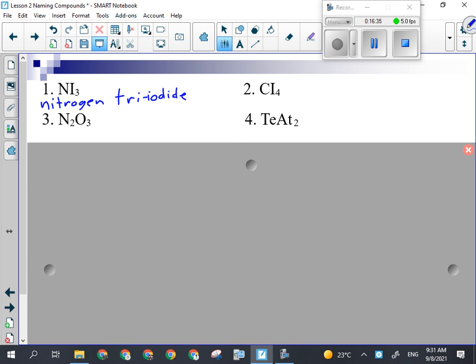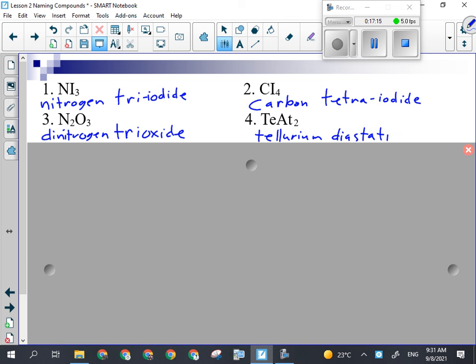Number 2, we've got carbon, and that carbon is with 4 iodines, so it's going to be tetraiodide. Number 3, I've got how many nitrogens? 2, so dinitrogen trioxide. And for number 4, this is tellurium diacetyl.